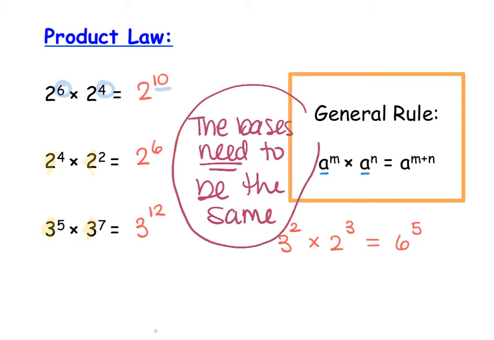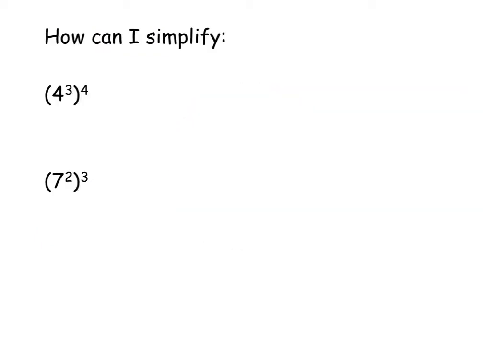This is really important. So let's take a look at another example. We have 4 to the power of 3 in parentheses, all raised to the power of 4. In order to simplify this, it's best to understand what this means if we expand it out. So we have 4 to the power of 3. 4 to the power of 3 means we're doing 4 times 4 times 4.